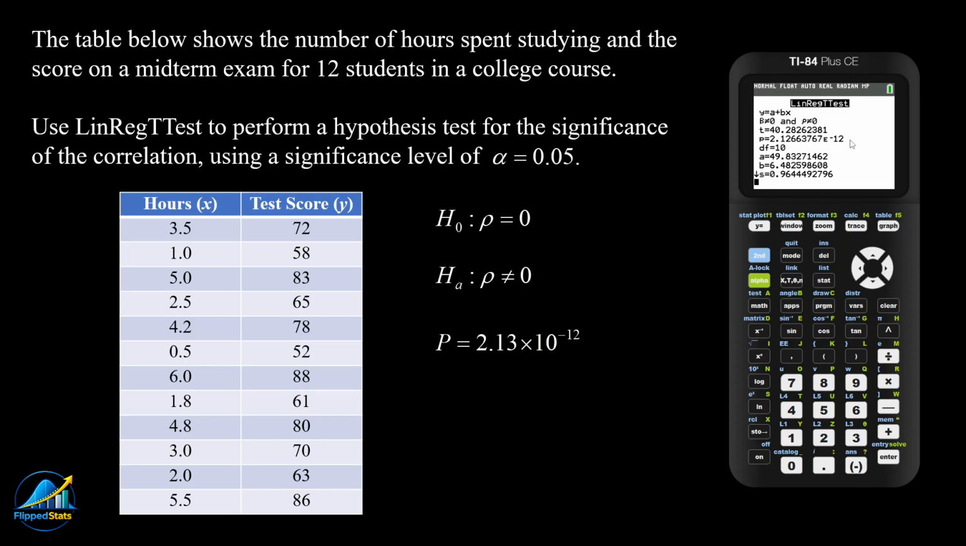So with the p-value being practically 0 here, of course that's less than the 0.05 significance level, and we reject the null hypothesis. So we conclude that our correlation differs significantly from 0.